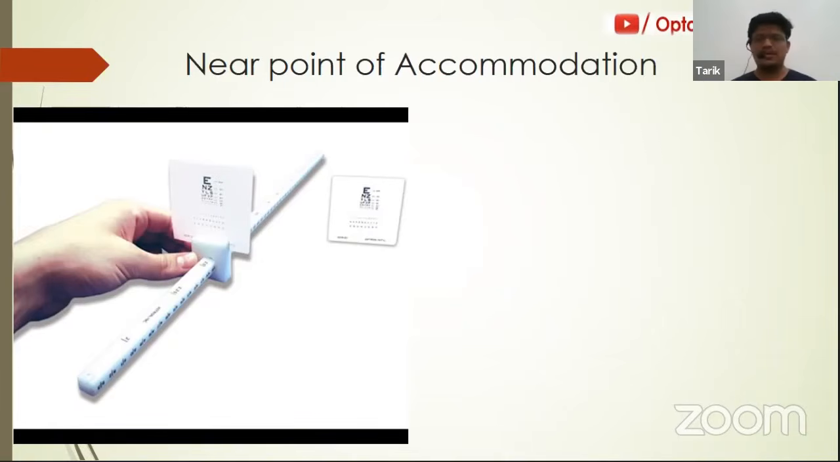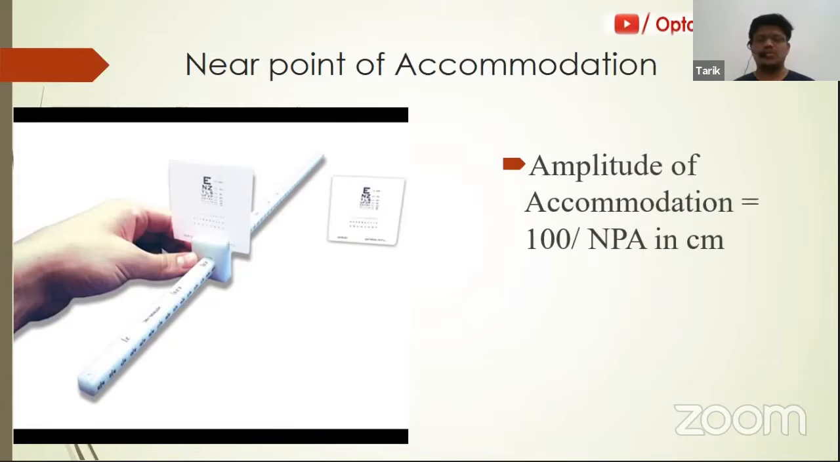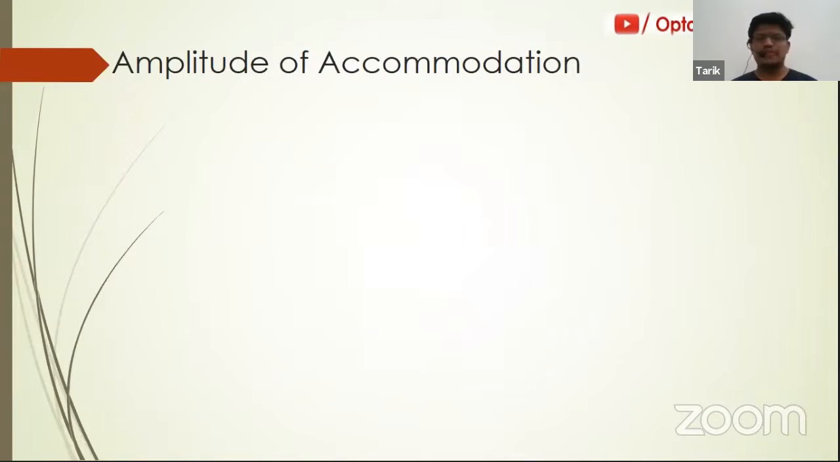What near point of accommodation tells you is the amplitude of accommodation the patient is having. So it is an indirect way. If you're taking the value in centimeters, 100 divided by the NPA value will tell you roughly how much accommodation is present in the patient, or how much accommodation the patient can do.